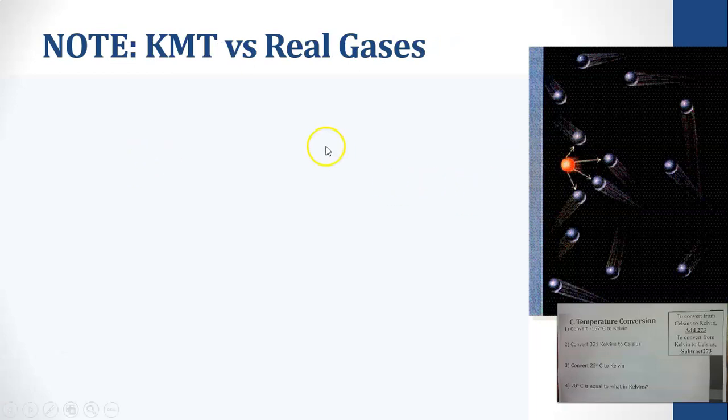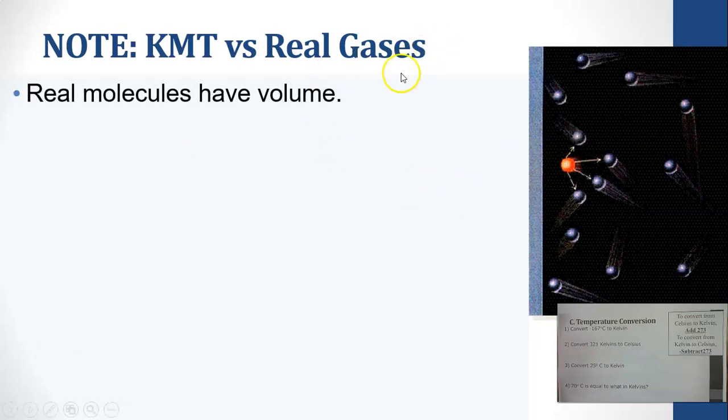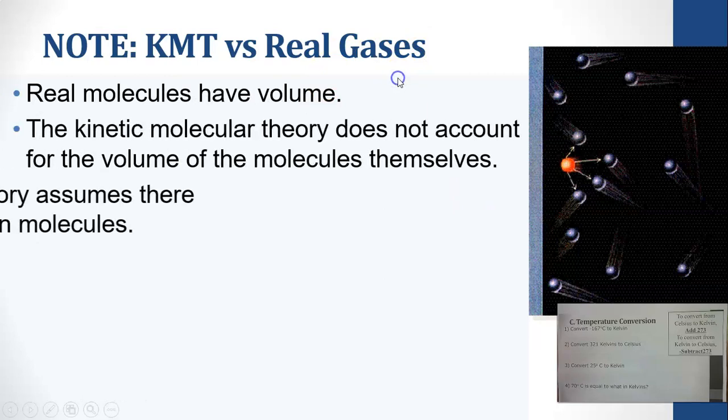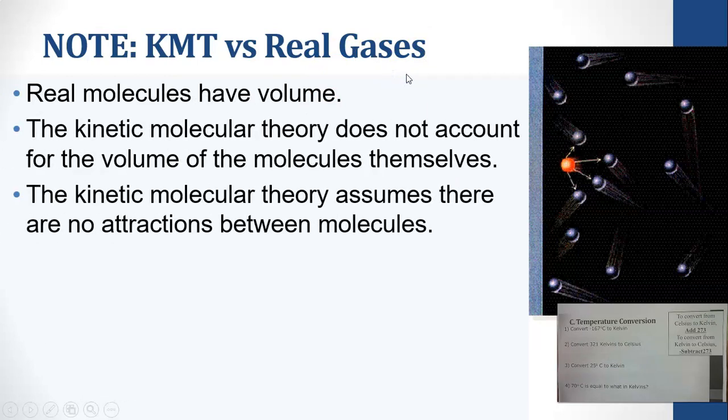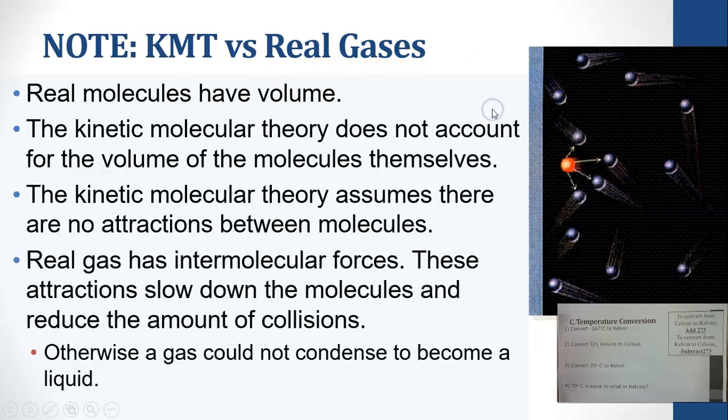So now the behavior of real gases versus what the kinetic-molecular theory says. Real molecules have volume. Okay, we know that. Real gas molecules do have volume. Now remember, that was the kinetic-molecular theory. This has to do with real gases, the way they actually behave. The kinetic-molecular theory does not account for the volume of the molecules themselves. The kinetic-molecular theory assumes there are no attractions between molecules.